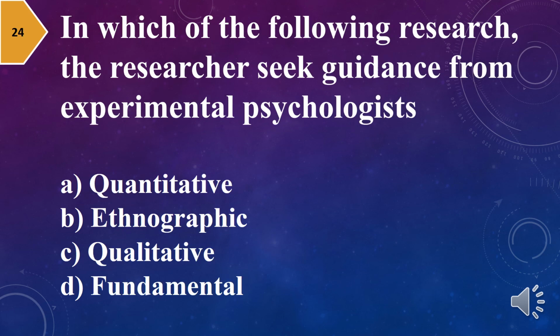Next, in which of the following research does the researcher seek guidance from experimental psychologists? Quantitative, ethnographic, qualitative, fundamental. Okay, so quantitative is based on some number game, so that is not the right answer here. Ethnographic is an inductive type of research, that also doesn't fit here. Qualitative research, yes, so qualitative research is research on the quality of a human being, quality of a person, to read the minds of people. So here in qualitative research, the researcher has to seek guidance from experimental psychologists. So the correct answer is qualitative research.